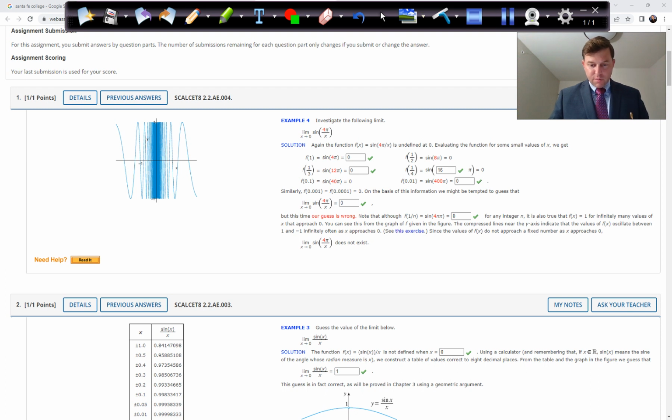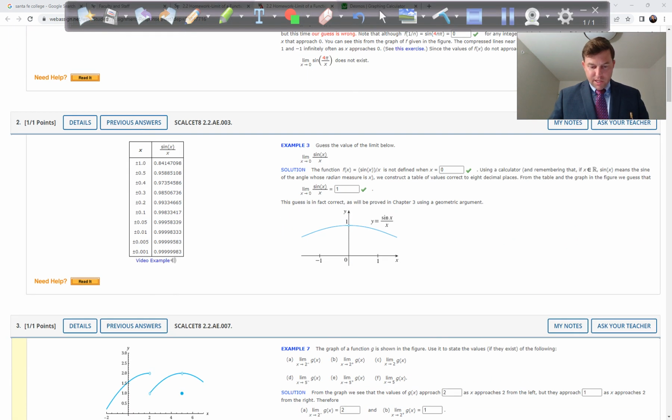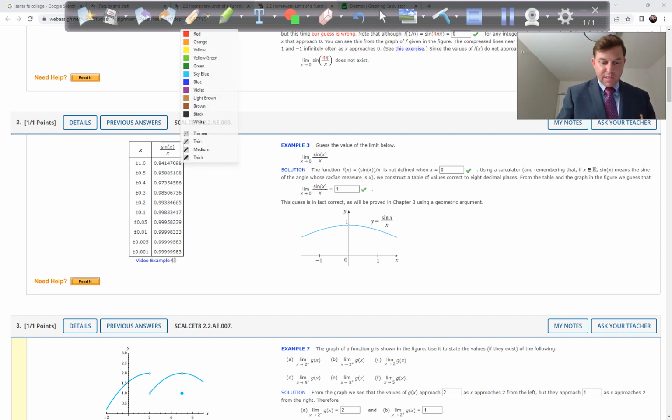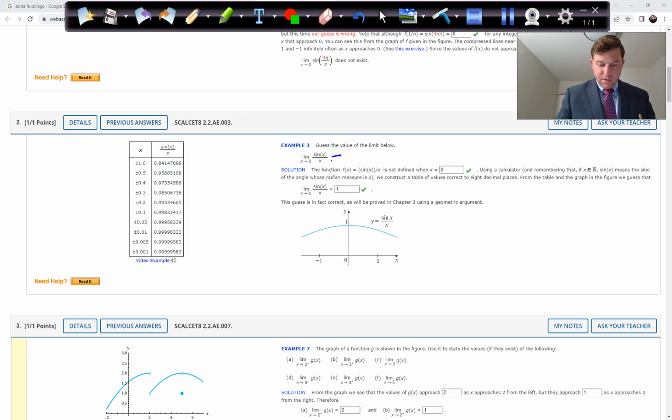Okay, here's a simpler problem, I believe. Now our function is sine x divided by x, and x approaches 0. Now if you plug in 0 here, you get sine 0, which is 0, divided by 0, so it becomes 0 over 0, which is still undefined.